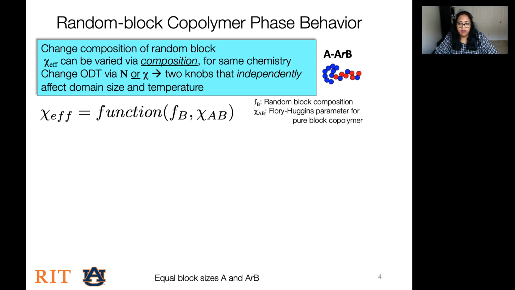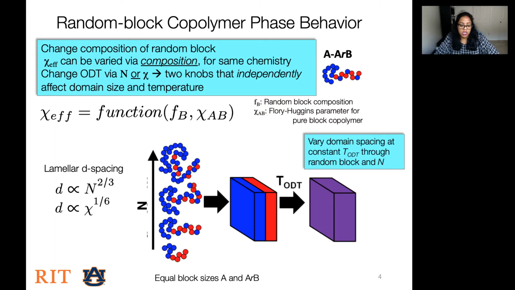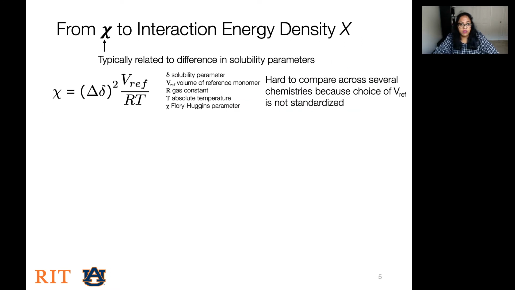Now that you have these two blocks, you can define an effective Flory-Huggins parameter, and that can be changed by the composition, and it depends on the chemistry that you choose as well. So you can change the ODT by changing N or the effective chi, and so we have two knobs that can independently affect domain size and temperature. Generally, domain sizes depend on the degree of polymerization and chi, and these two can be changed independently by changing the degree of polymerization and composition. That's the reason we are interested in this.